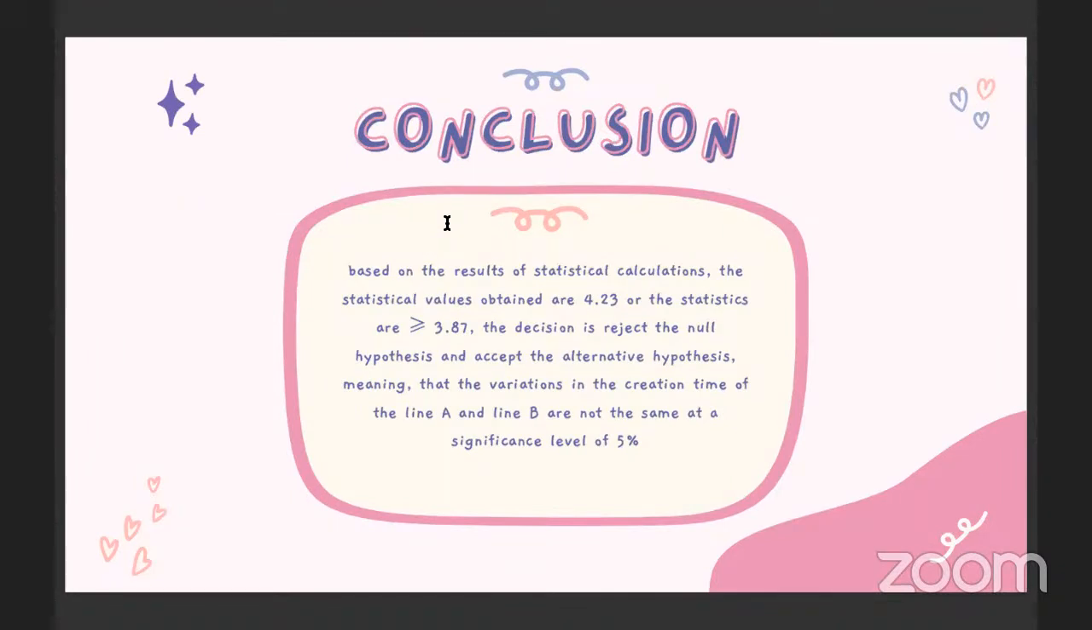Conclusion: based on the result of the statistical calculations, the statistical value obtained is 4.23, which is more than or equal to 3.87. The decision is to reject the null hypothesis and accept the alternative hypothesis, meaning that the variations in the creation time of line A and line B are not the same at the significance level of 5%.